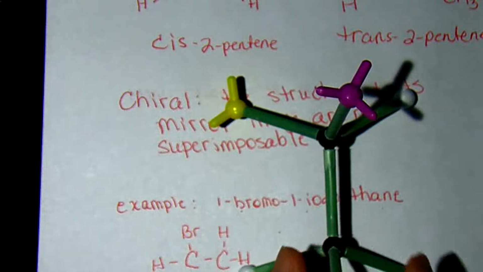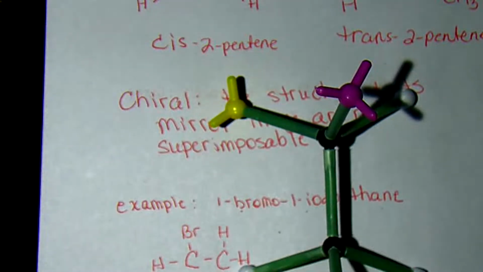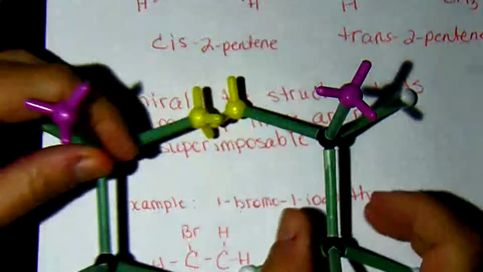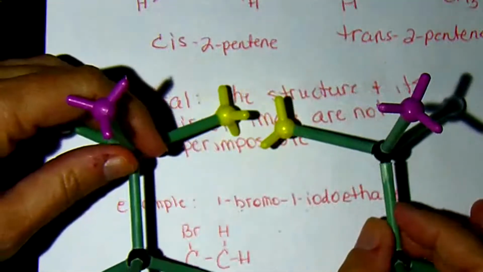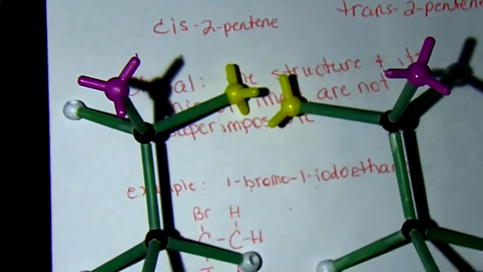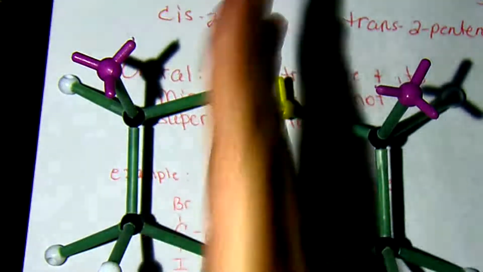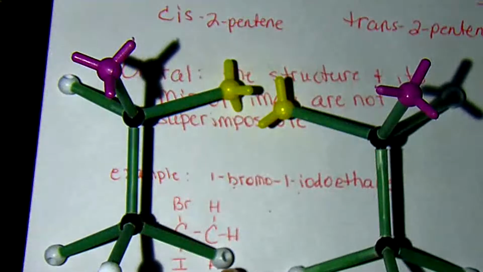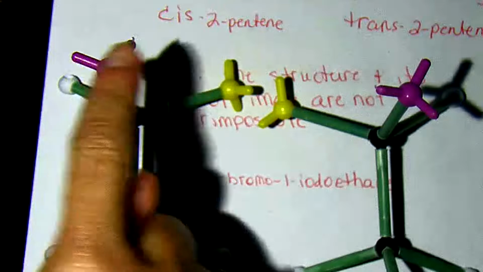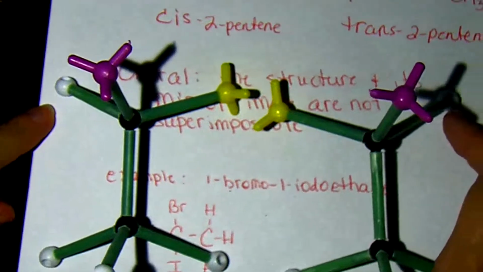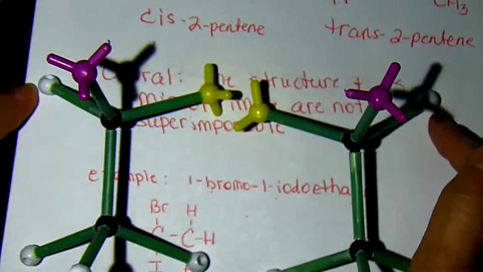So if I make the mirror image, this is what it would look like if you put a mirror up right here, then here is the mirror image. And so these are facing each other. These are facing each other. And then these are both up, and these hydrogens are behind the mirror.